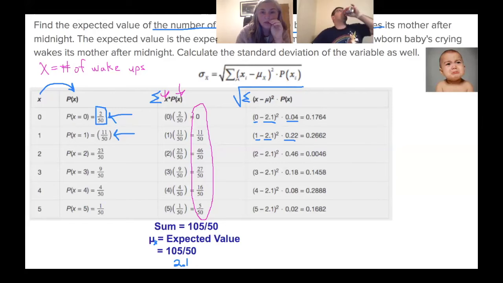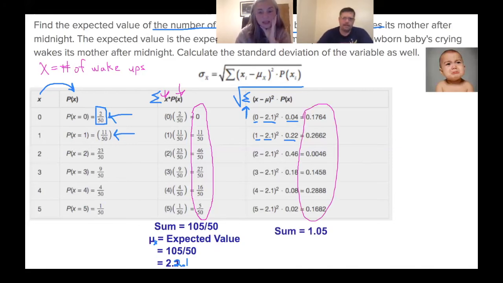So going back to the formula, the next step would be the summation. So at that point, we want to add all these up. So we get 1.05 in this case. Thank you for doing that for me. I didn't want to do that.